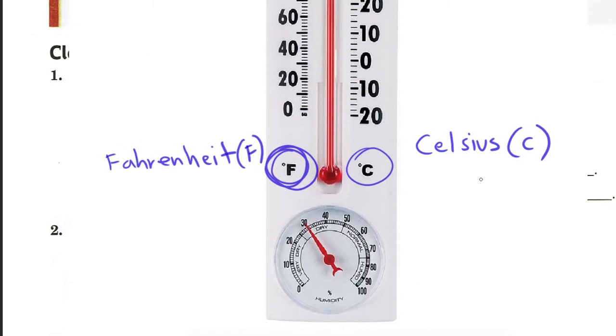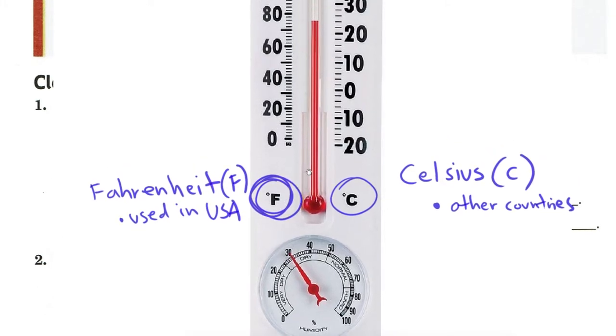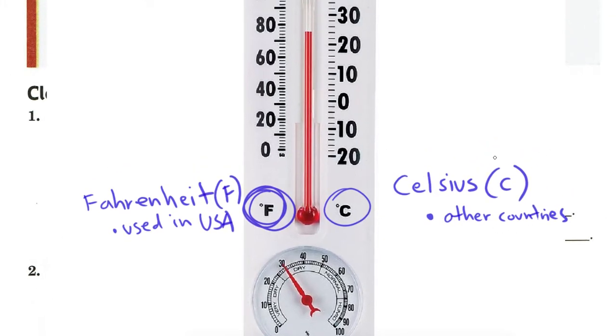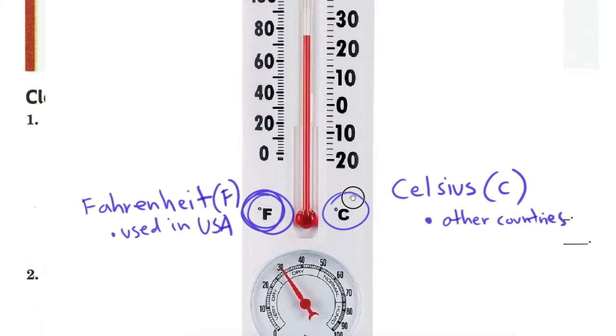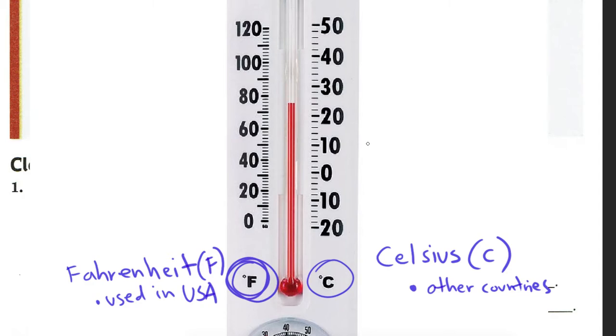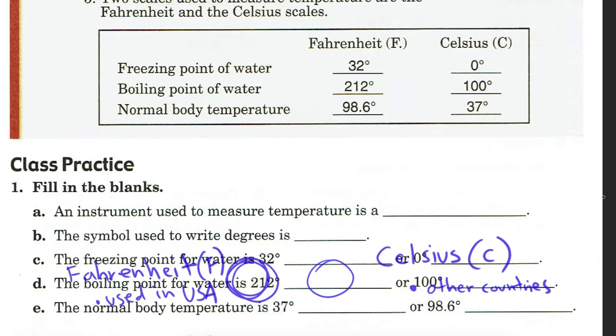Okay, we know that Celsius is used in many other countries. And we know that here in America we use Fahrenheit. In the USA, yeah. But a lot of countries in Asia and Europe use Celsius, but here in America we still use the Fahrenheit system. Okay. So let's get started.